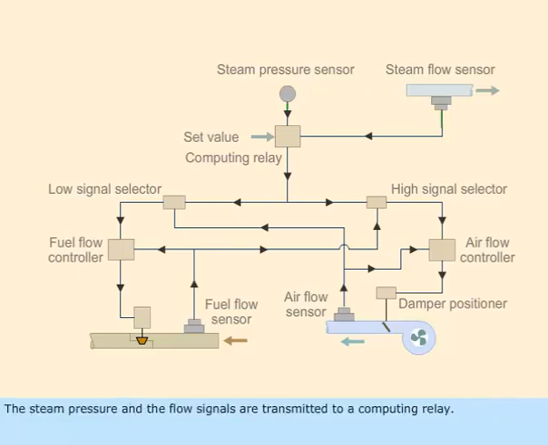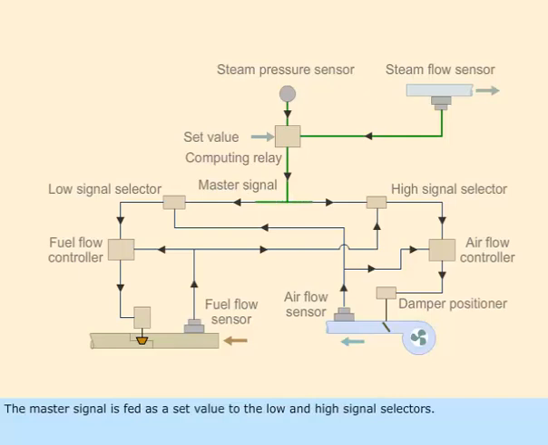The steam pressure and the flow signals are transmitted to a computing relay. The computing relay generates the master signal depending on the load of the boiler. This master signal represents the fuel requirements to the boiler.